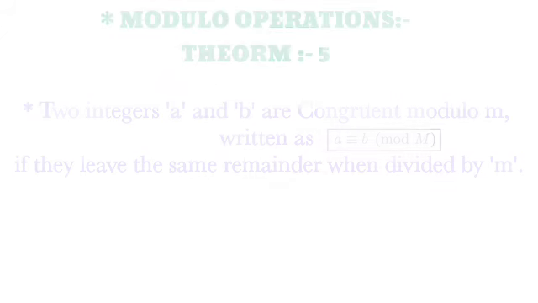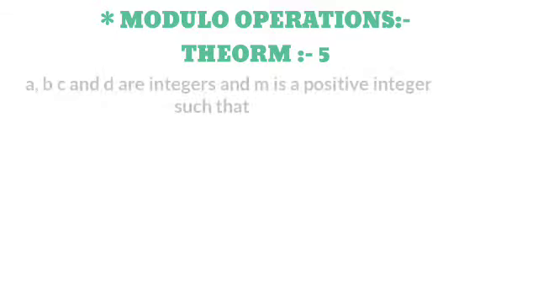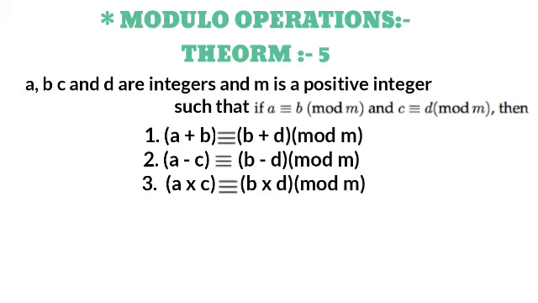Now we'll see modulo operations. Theorem 5 states that if a, b, c and d are integers and m is a positive integer, such that a is congruent to b mod m and c is congruent to d mod m, then a plus c is congruent to b plus d mod m, a minus c is congruent to b minus d mod m, and a times c is congruent to b times d mod m.